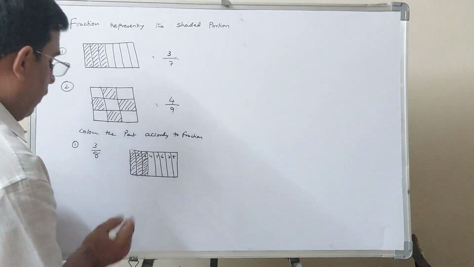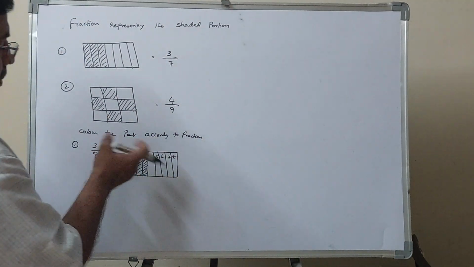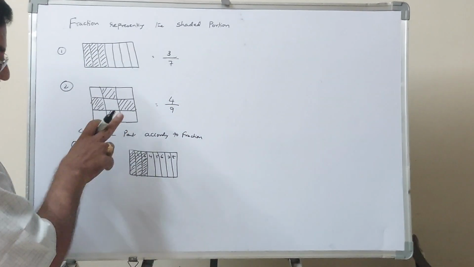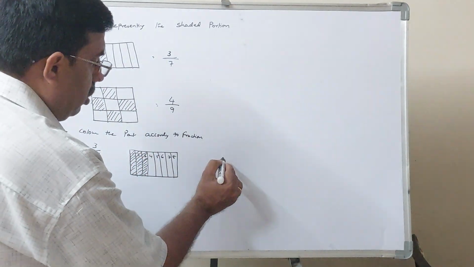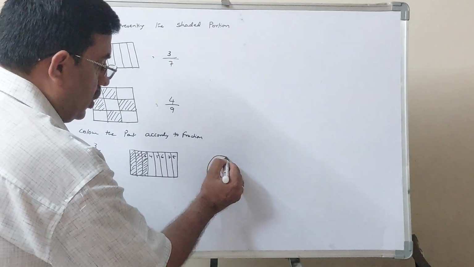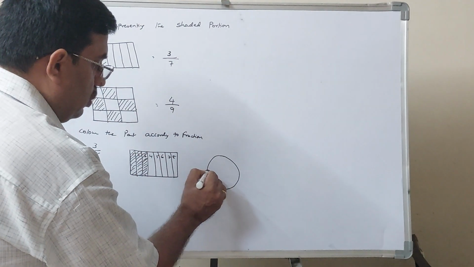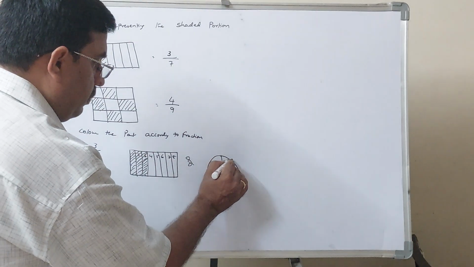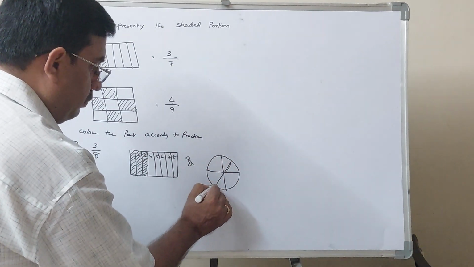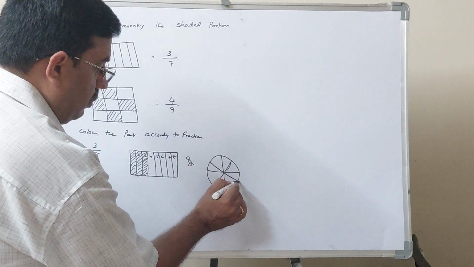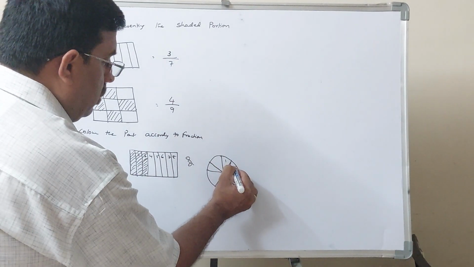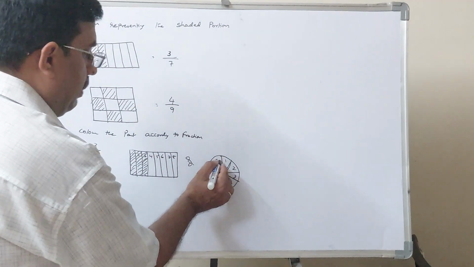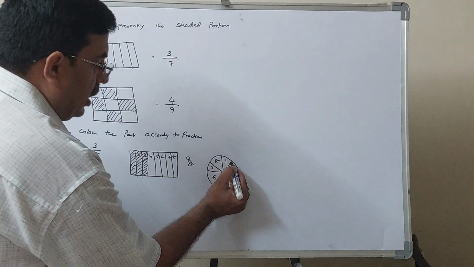You can draw whatever you want. You can take any parts and shade them, but 3 parts should be shaded. You can take it like this, or you can take it as a circle also, no problem. Circular means it will be like this. Or you can take 4 here. These are the 8 parts, 1, 2, 3, 4, 5, 6, 7, 8. Clear? Any 3 parts you can shade.